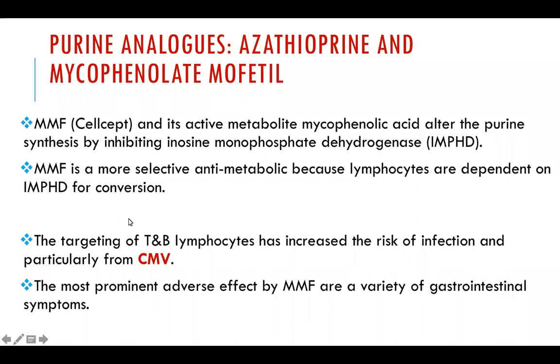MMF is more selective anti-metabolic because lymphocytes are dependent on the IMPDH type 2 isoform. The targeting of T and B lymphocytes has increased the risk of infection, particularly from cytomegalovirus. The most important adverse effects of CellCept are a variety of GI symptoms.